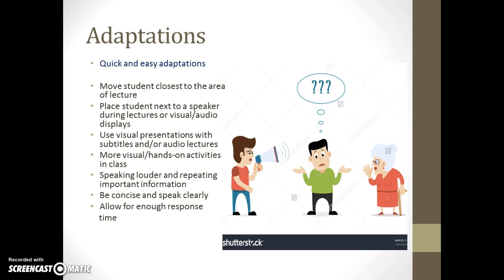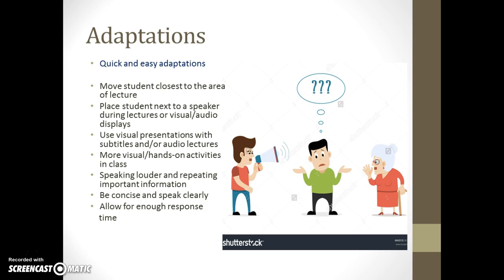And then obviously speak louder and repeat information if necessary. Make sure you're enunciating. Obviously, you're going to be in front of a class, so you're going to have that loud voice, but make sure you are being loud enough where the whole class can hear you. And sometimes it's hard for some students to hear, so make sure you repeat information if asked.